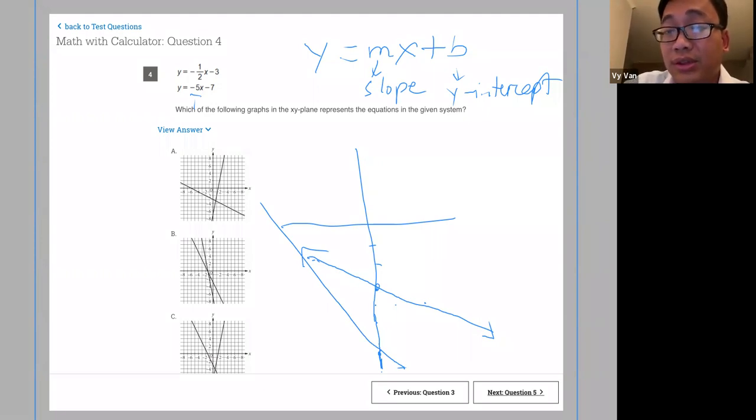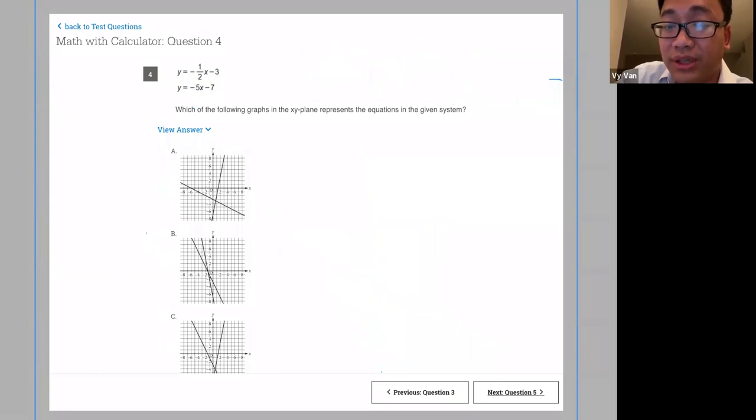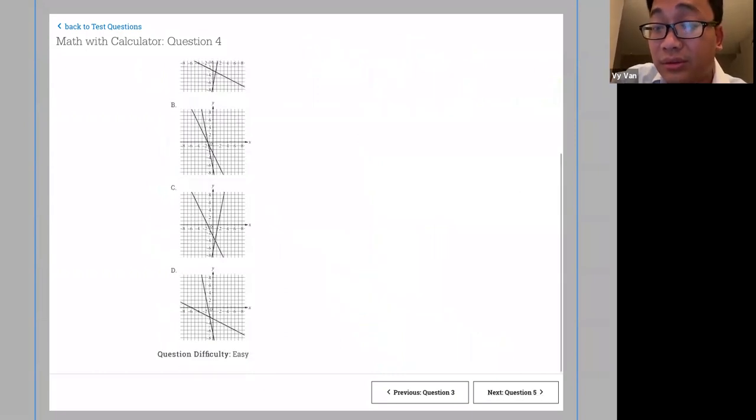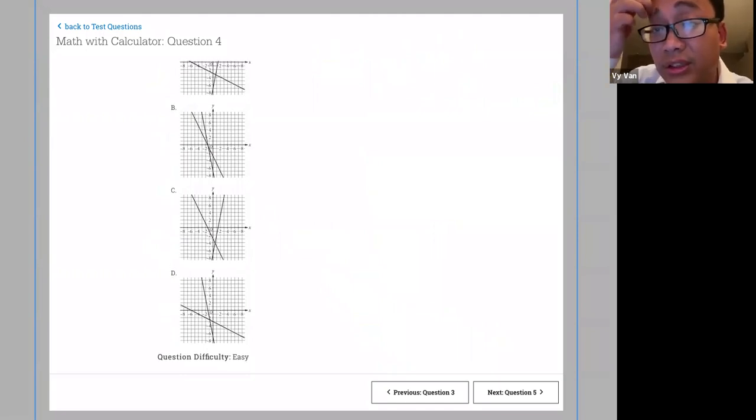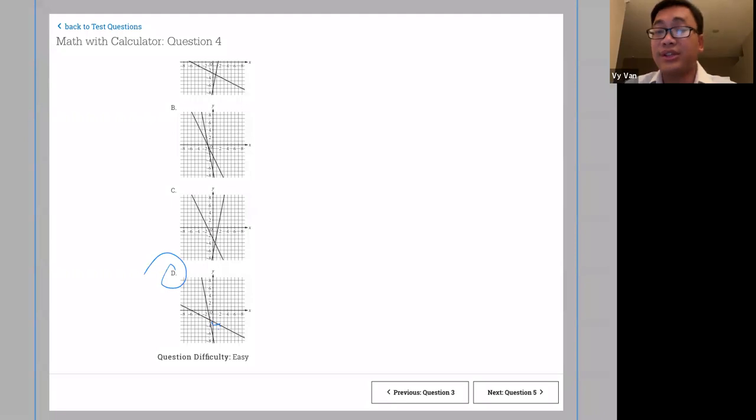So this is wrong because the slope of one line is positive. This is wrong too, the slope of one line. Let me see. So -7, and we don't see it. I think it's B. Let's scroll down a little bit to make sure we didn't miss D. Oops, I'm wrong. The answer is D, because the slope here is -1/2. The slope here is not -1/2. The answer is D.